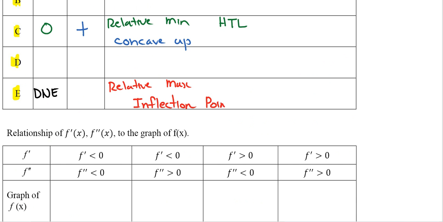I have an inflection point because I change concavity. And for point E, that would also imply that my second derivative does not exist, because since I have a cusp there, you really can't differentiate that, so you don't have a first derivative or a second derivative.